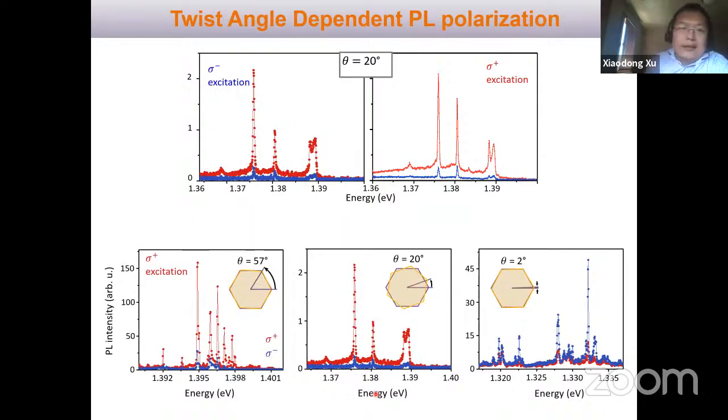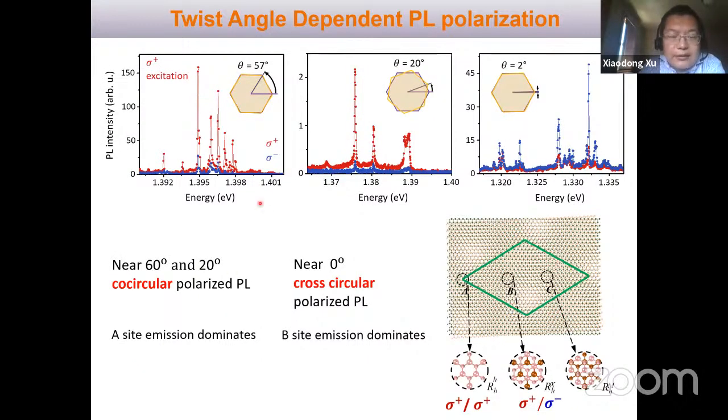We check this with different twist angles. For example, we have here 57, 20, right, 2 degrees, etc. And each sample shows circular polarization. But there's a distinct feature between different twist angles: the circular polarization is actually determined by the twist angle. For samples near 60 and 20-degree twist, all the luminescence will show co-circular polarization. But for the sample near 0-degree twist, we observe cross-circular polarization.